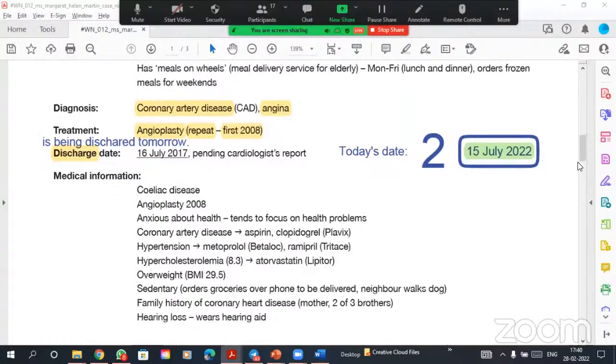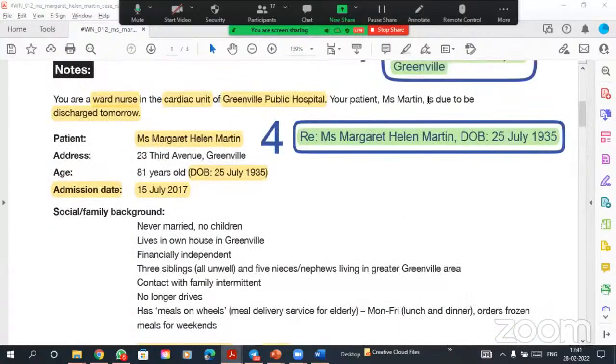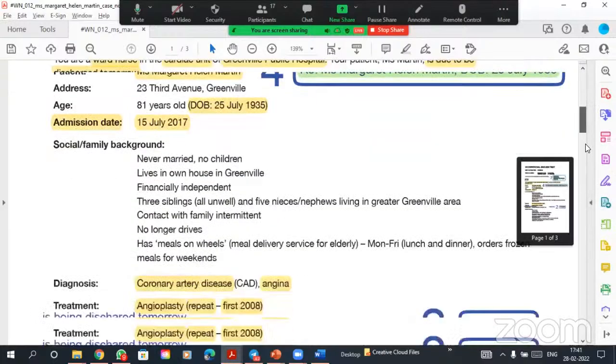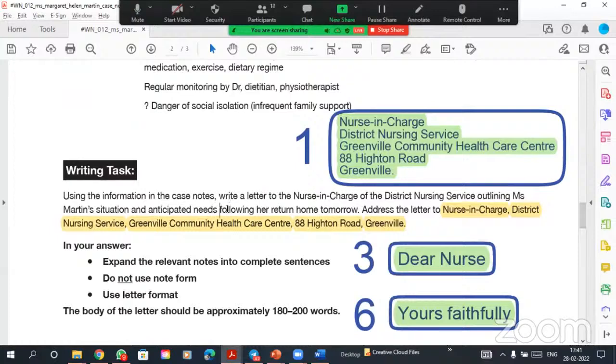So you are writing a discharge letter, she is being discharged tomorrow. And how do you know that? Here: is due to be discharged tomorrow. So this is how you know that it is a discharge letter. If you don't know, you can go here: following her return home tomorrow. So she is returning home means what? Discharge only.